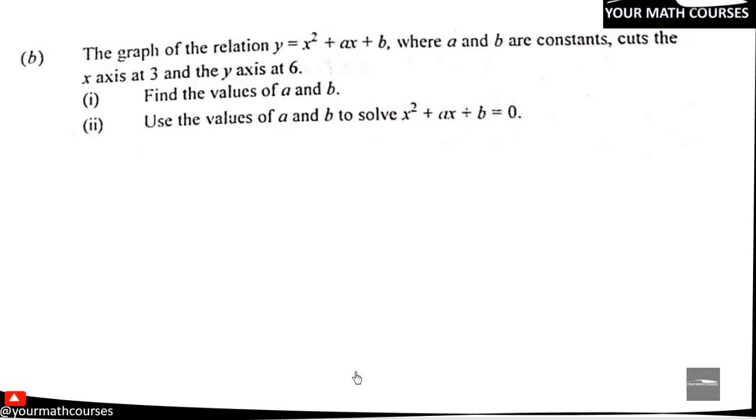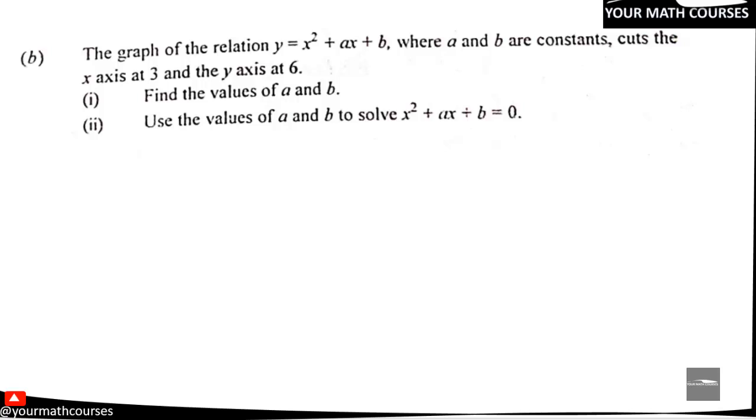Let's look at the B part of the question. The graph of the relation y equals x squared plus ax plus b, where a and b are constants, cuts the x-axis at 3 and the y-axis at 6. Find the values of a and b. Use the values of a and b to solve x squared plus ax plus b equals 0.